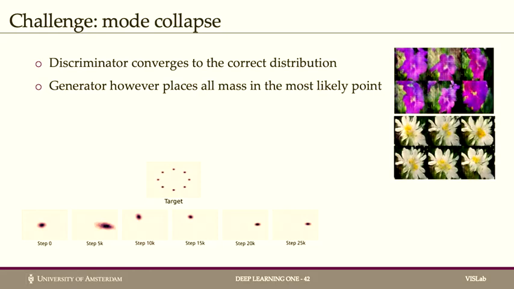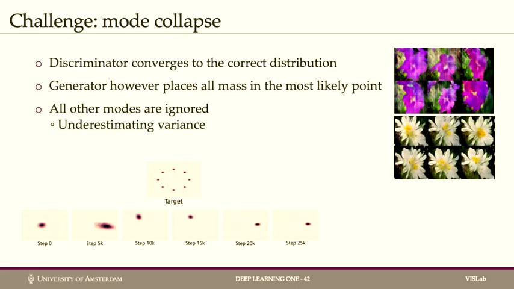The generator will place all the mass in there, because if the discriminator is simply trying to discriminate whether it is looking real or not, the generator has the easiest time just generating one sample which looks very, very real and not caring about diversity at all, which is exactly not what you want. A solution is adding some diversity as a regularization loss.